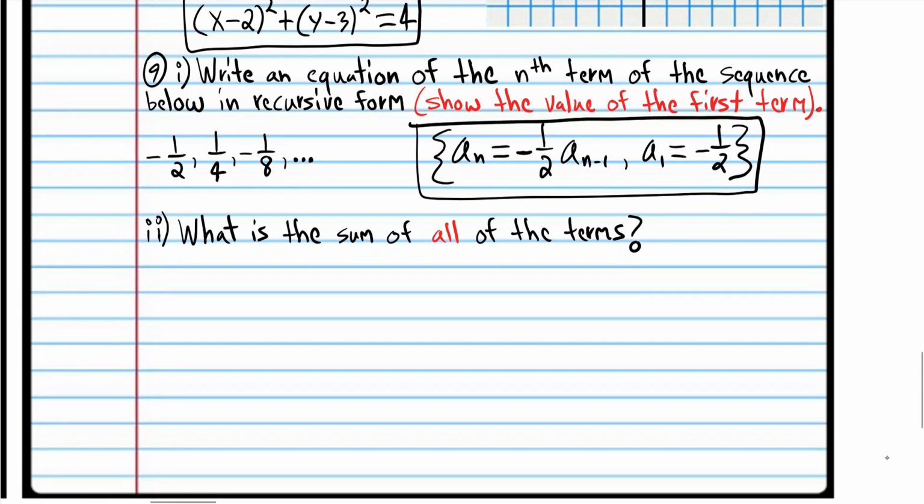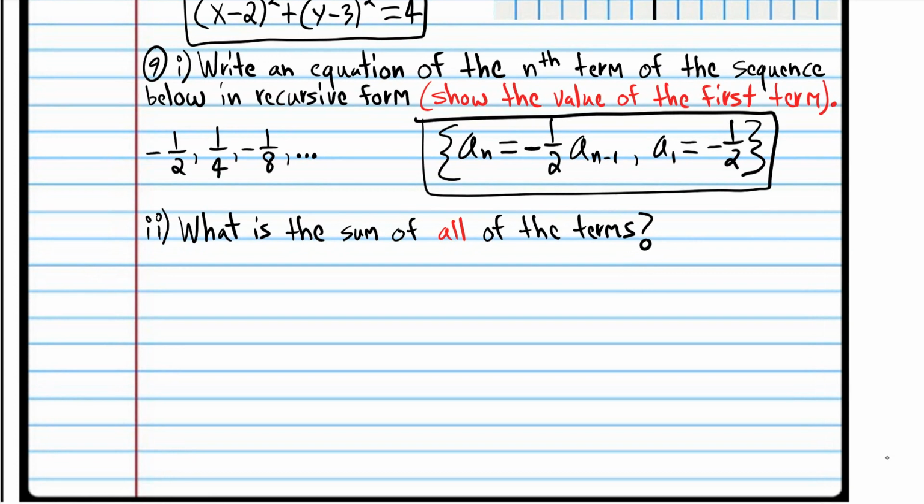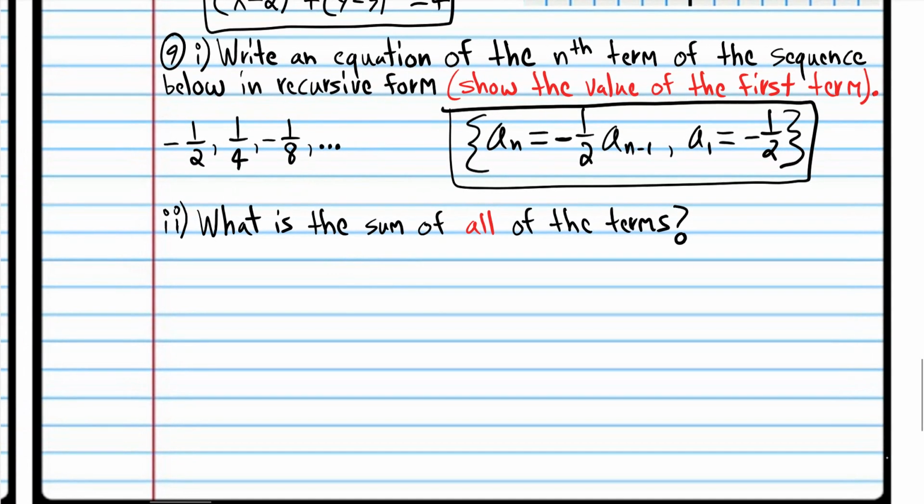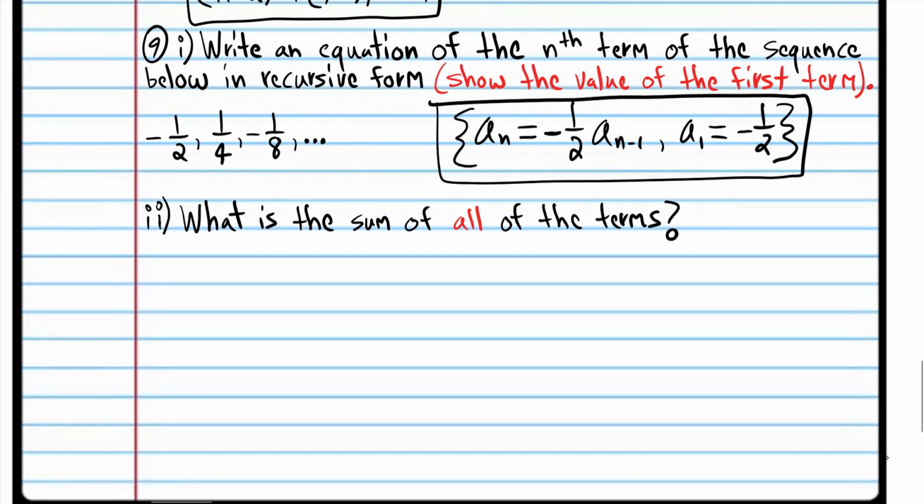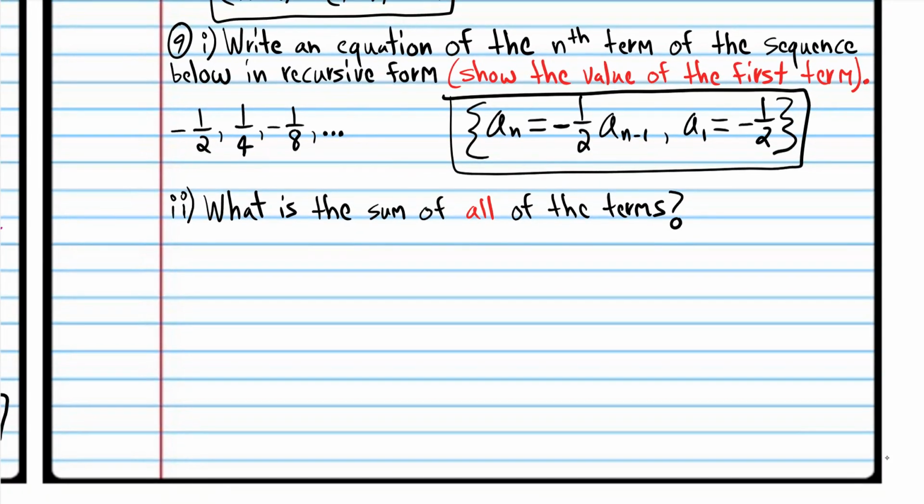So we want to know the sum of all the terms, but that's impossible. You can't find the sum of all of the terms of a sequence. But actually, in some cases, you can. In this case, you actually can do it. If the sequence is geometric and it's approaching 0, then you can find the sum of all the terms. So remember, we have a formula for that. It's the first term divided by 1 minus the common ratio.